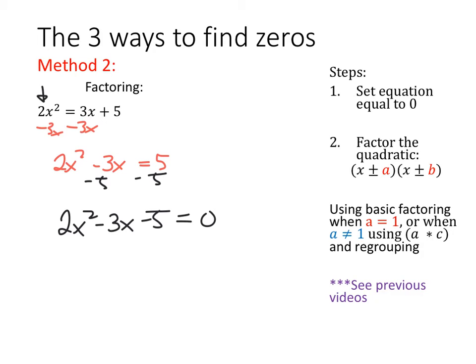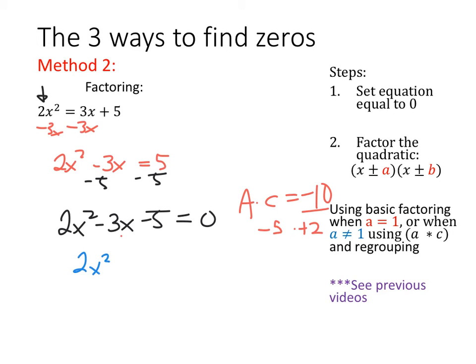Now I go through the same thing. This time I don't have a coefficient of 1, and so I would need to do a times c, which would give me negative 10. And so from that, I can find factor pairs of negative 10 that give me negative 3, which would be negative 5 times positive 2. And then I go through my regrouping process.